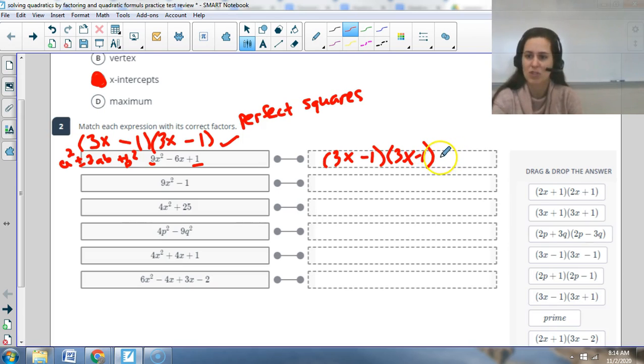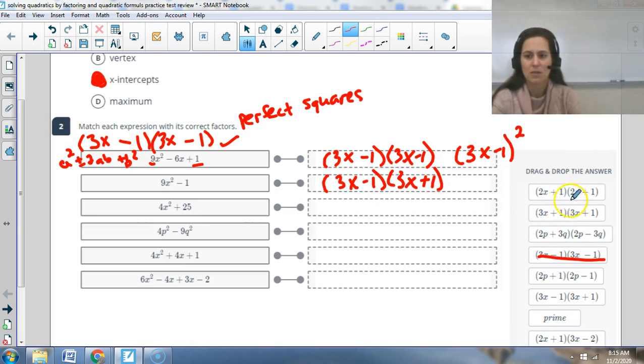And yes, you just have to pay attention to the answer choices. It is also 3x minus 1 quantity squared, but in our case it wasn't one of those solutions, so it's just this one for now. Okay, next one, this is a difference of two perfect squares, so it'd be 3x minus 1, 3x plus 1, so that the middle terms can cancel out.